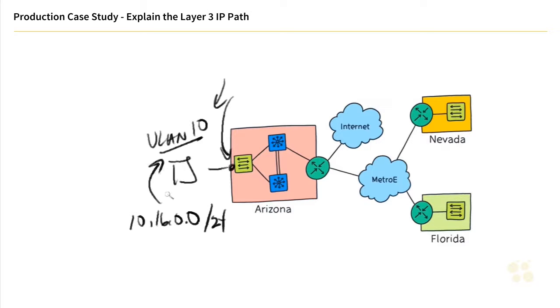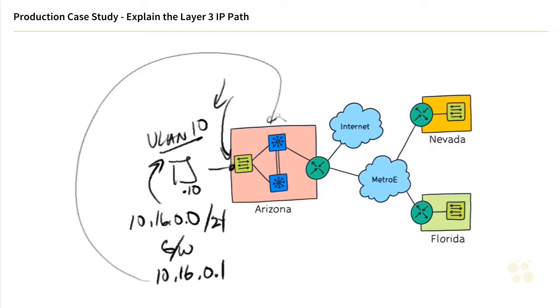That is VLAN 10. This host is at .10, and the default gateway that this computer is using is 10.16.0.1. And that IP address of 10.16.0.1 is being supported by Core 1. It has a switched virtual interface with that exact IP address of 10.16.0.1. And that interface, because it's in VLAN 10, is the interface VLAN 10, that layer 3 interface on Core 1.